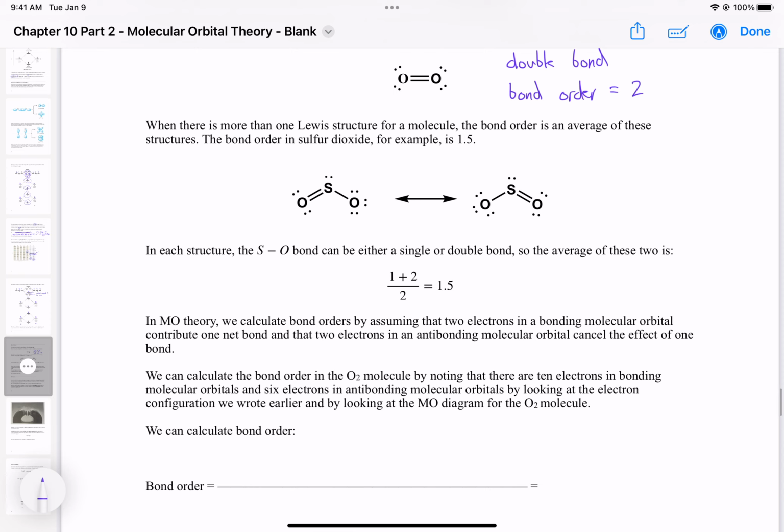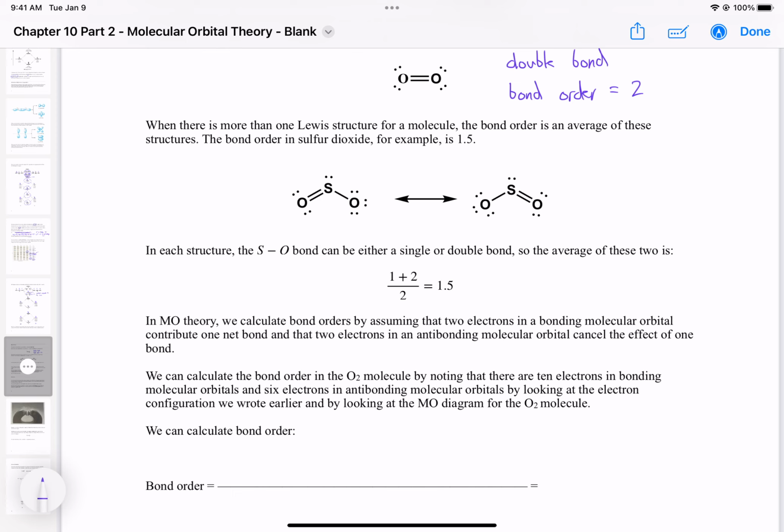So, MO theory: there's another way we can calculate bond order. We calculate bond orders by assuming that 2 electrons in a bonding molecular orbital contribute 1 net bond, and that 2 electrons in an antibonding orbital cancel the effect of 1 bond. So in a bonding orbital, you form 1 bond. If you fill an antibonding orbital, it negates the effect of that 1 bond, so you're back to 0 bonds.